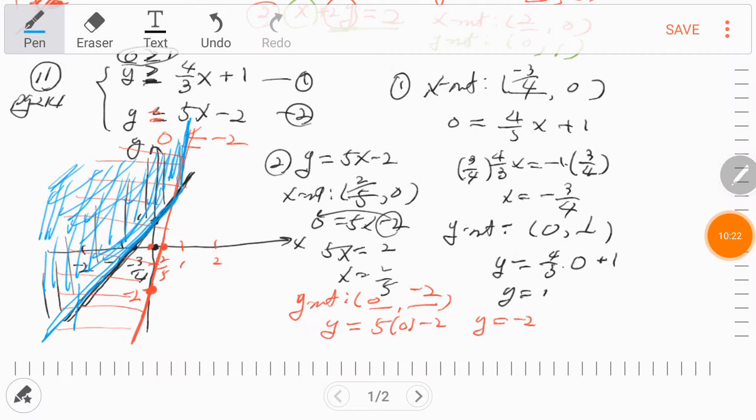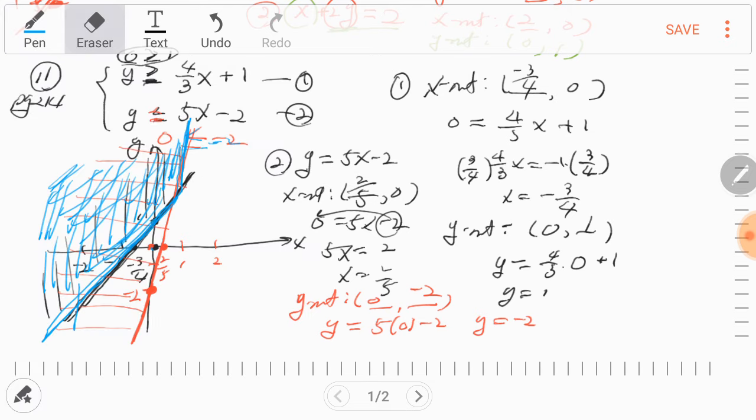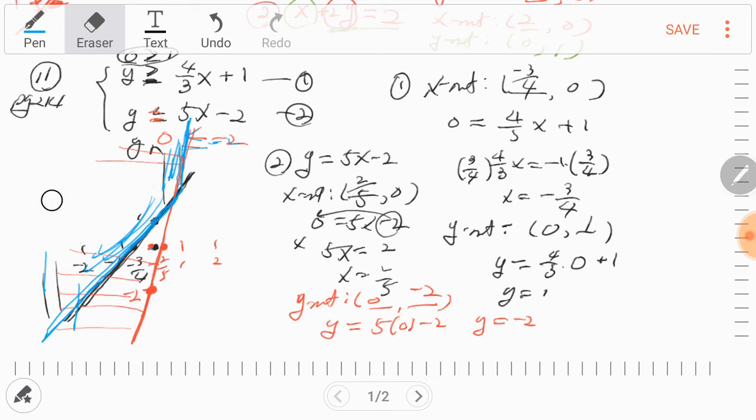Okay, oops. When we test this point in the second inequality, 0 is less than -2. No, this is false, right? False. So 0, 0 is not a solution. So the solution is the other side. Oh my God. So let me erase this part.